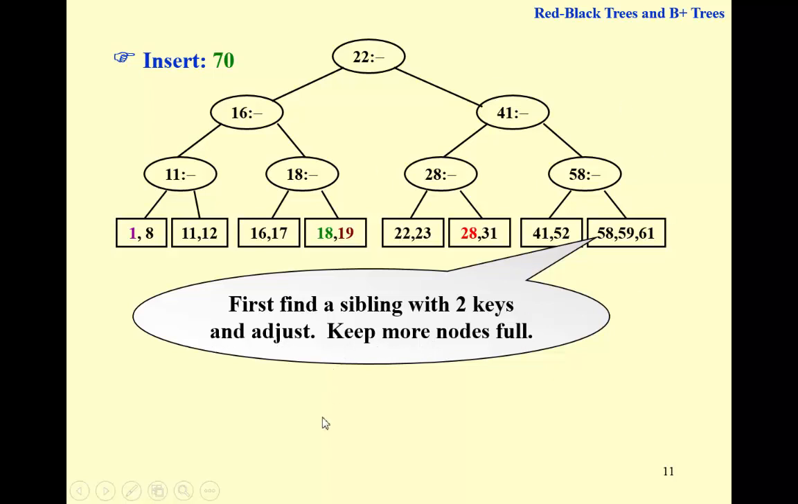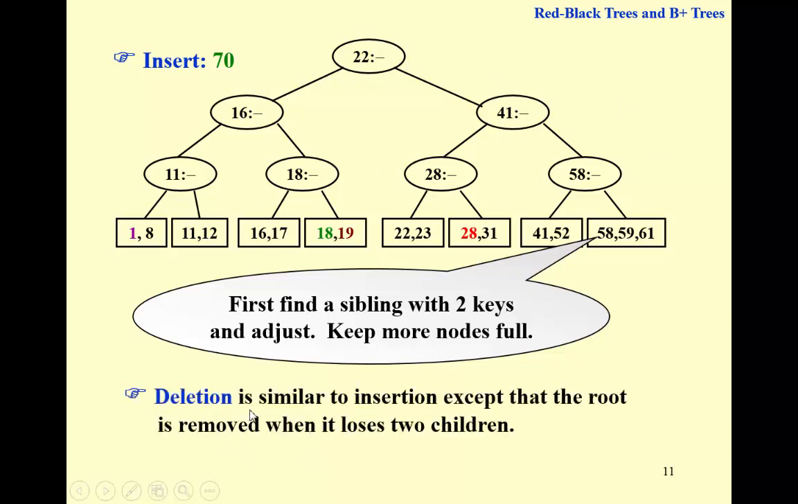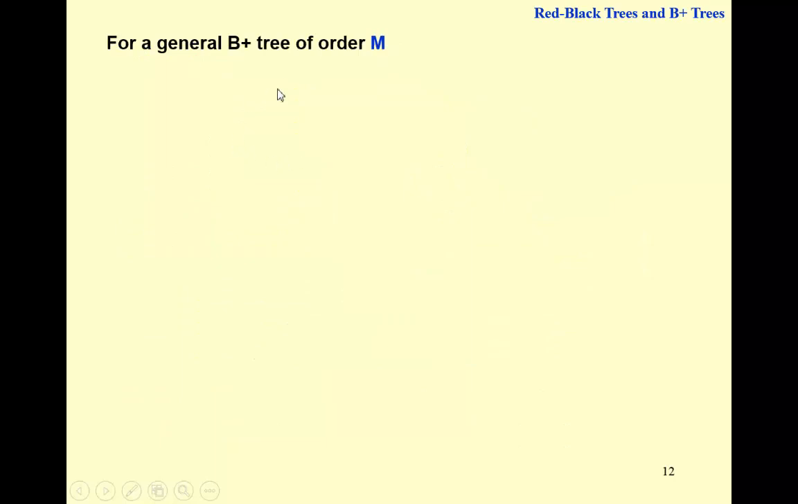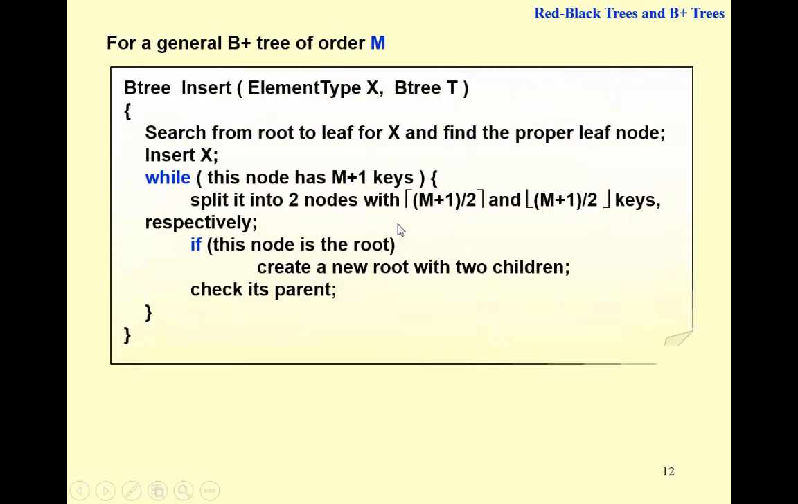So much about the insertion. Deletion is very simple. Deletion is similar to insertion. It's just a reverse, except that the root will have to be removed when it loses two children. So in general, let's consider a B plus tree of order m for any m.